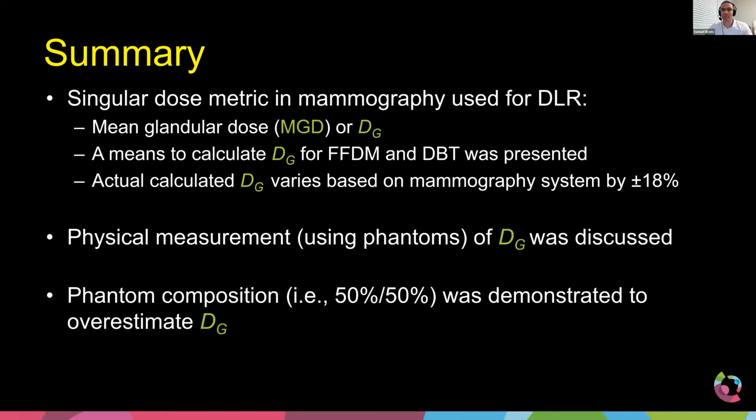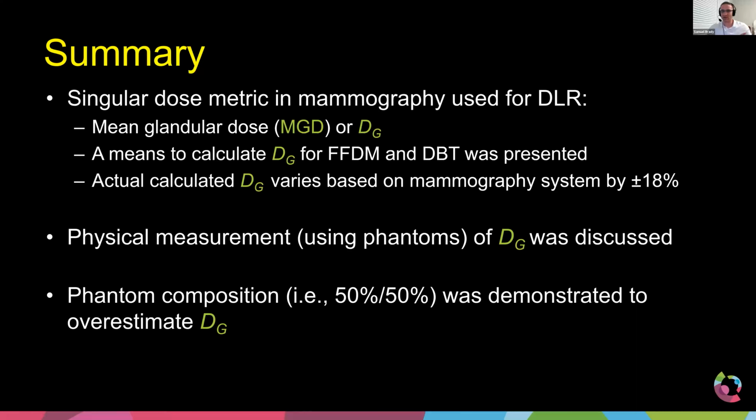And that may not be because the image quality is bad. It may not be because you're overdosing the patient. It may simply be because they used the Wu calculation or the Dance calculation or the Boone calculation. So ultimately, that's just what we're dealing with. What we need to do is always do our best to try to get under the DRL.